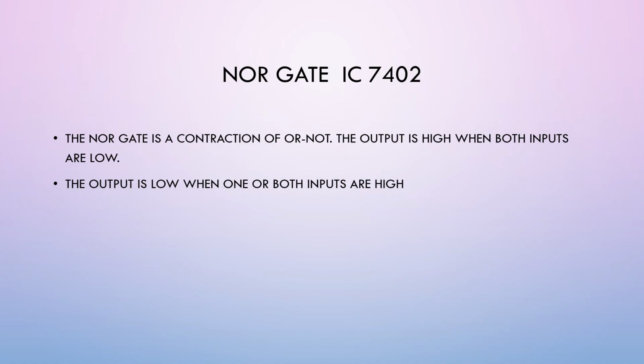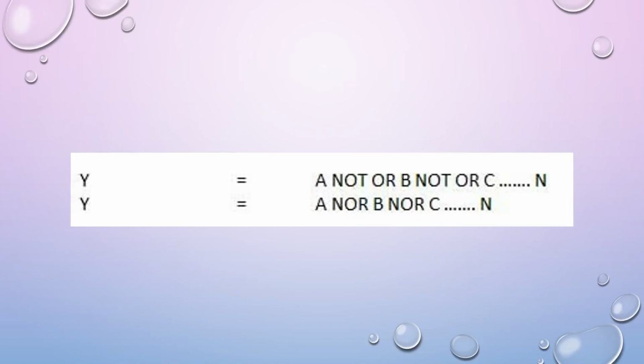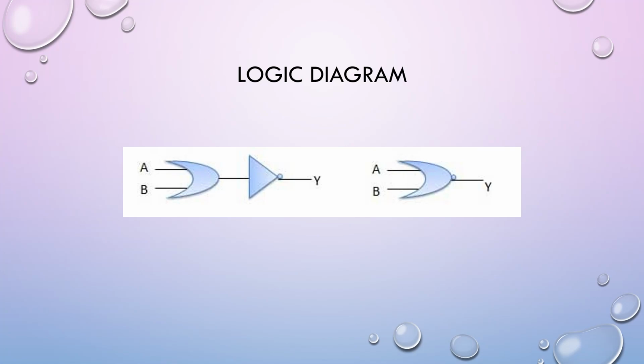Next comes the NOR gate, IC number 7402. The NOR gate is a contraction of OR NOT. The output is high when both inputs are low. The output is low when one or both inputs are high. And this is the formula for NOR gate. Logic diagram of NOR gate.